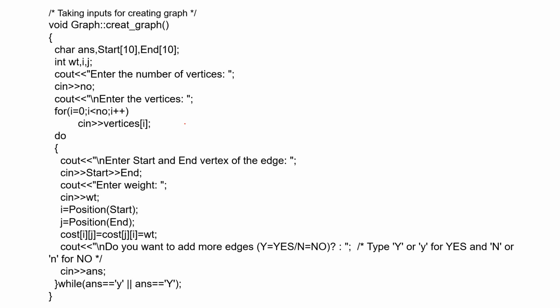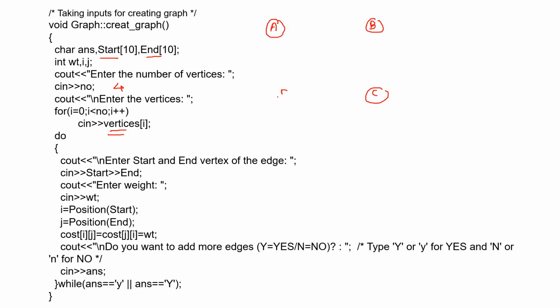Now how to create the graph? Initially we have declared one start character array and one end character array, and after that we are accepting the number of vertices. How many vertices are there? Let's say the number of vertices is equal to 4. So enter the vertices names, meaning node names. Let's say I have 4 node names: A, B, C and D.